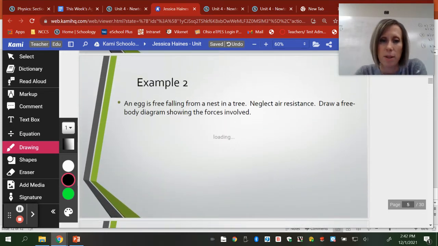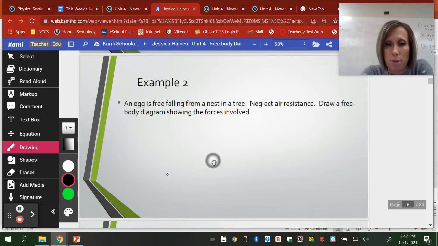All right, so let's think about this one. An egg is free falling from a nest in a tree. We're going to pretend like there's no air. If an egg is falling from a nest, draw a free body diagram showing the forces that are involved in this. So again, we draw the object as a dot.